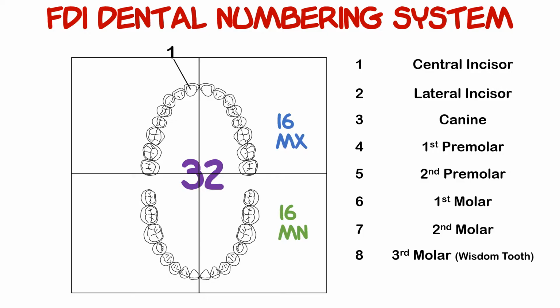The 1 corresponds with the central incisor, 2 with the lateral incisor, 3 with the canine, 4 and 5 with the first and second premolars, and finally 6, 7, and 8, the first, second, and third molars, respectively.